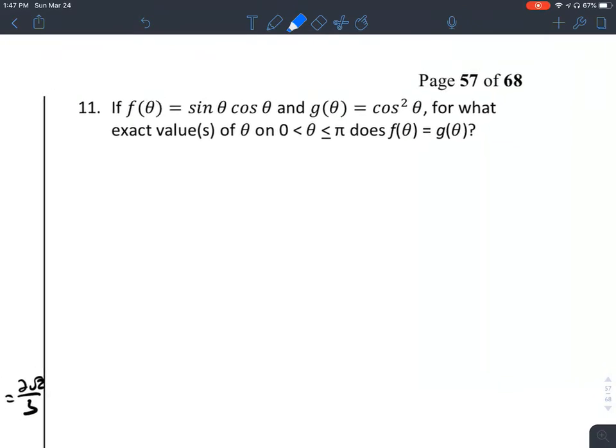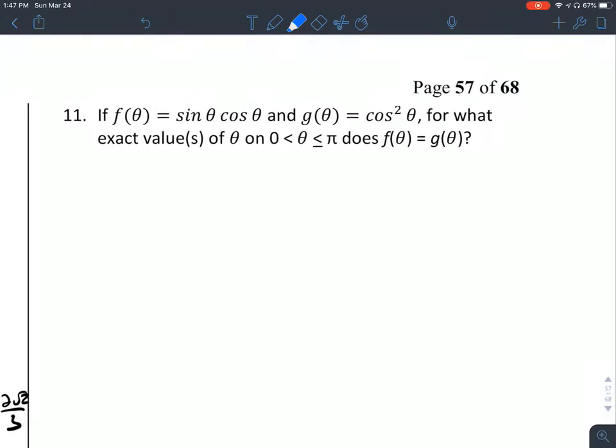Number 11. If f of theta is sine of theta times cosine of theta, and g of theta is cosine squared of theta, for what exact values of theta from 0 to pi does f of theta equal g of theta? Well, let's see what happens. F of theta equals g of theta.